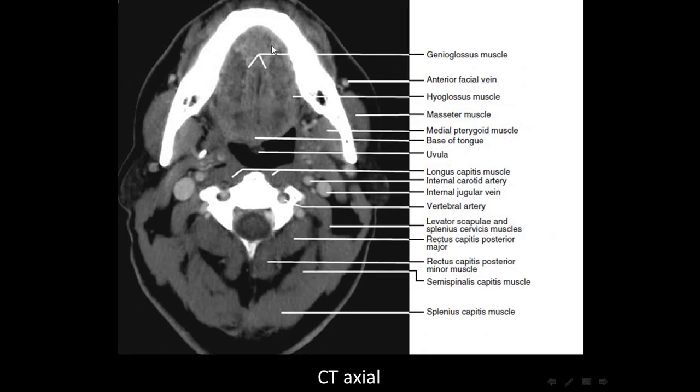These two muscles are the genioglossus, right, at the floor of the mouth. Here we can see the hyoglossus, which is the lowest part of the floor of the mouth. This is the masseter. On the medial side of the mandible is the medial pterygoid. This is the base of the tongue and the uvula. This is the longus capitis muscle, internal carotid artery, internal jugular vein, and this is the vertebral artery within the transverse foramen of the cervical spine.